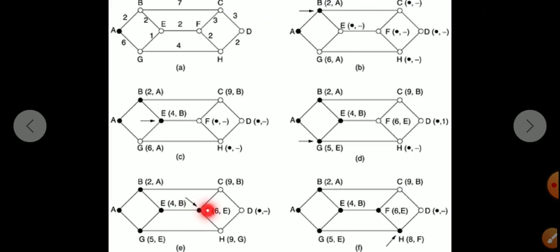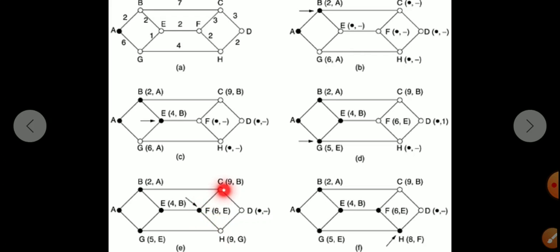Here F is 6 comma E. 6 comma E means why are we getting 6 comma E? From A to B 2, B to E 2, E to F is 2. So the total value is 6. The adjacent node for F is E. So that's why 6 comma E. So we'll take F as a router path.